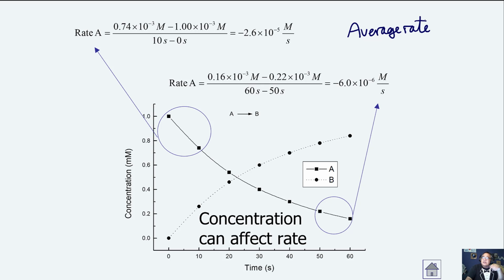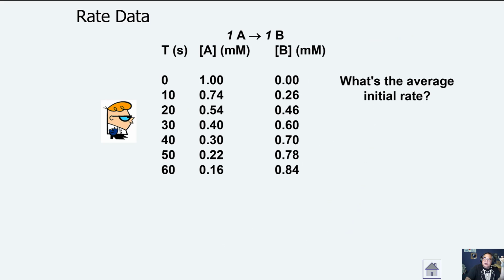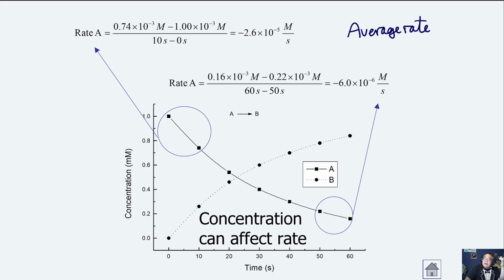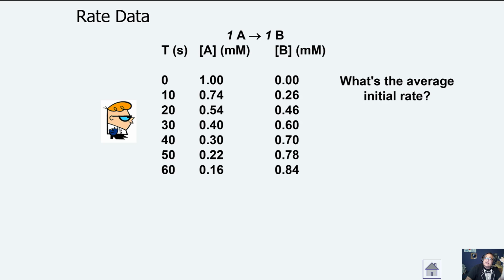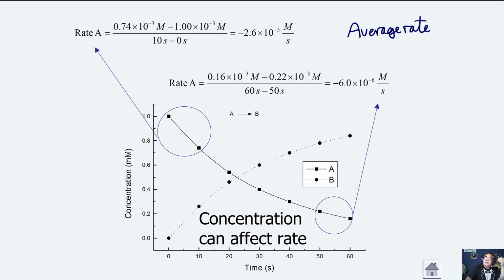How the average rate is calculated, which is different than the instantaneous rate, is you just use the data points. So you'll see in this, well, maybe you do need to see the data. For A, the concentration is 1 millimolar, so that's 1 times 10 to the minus third molar, and then 0.74 millimolar, right? So to calculate the rate, it's 0.74 millimolar minus 1 millimolar divided by the change in time. And so your change in time goes from 0 to 10 seconds, so it's 10 seconds minus 0. So this is concentration 2 and this is concentration 1, this is T2, and this is T1, and this is the rate that you get, right?